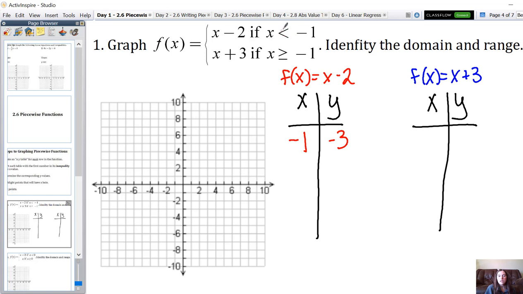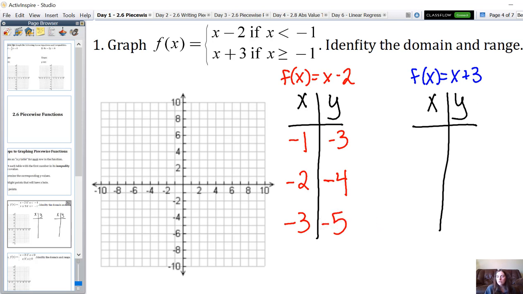Then we want all of the x values to be smaller than -1. So we just need to pick any two x values that are smaller than -1. So we're getting farther away from 0 here. We could pick -2 and -3. You could pick -5 and -10. Any x values that are less than -1. And we're going to figure out their corresponding y values. So when we substitute those in, -2 minus 2 is -4, and -3 minus 2 is -5.